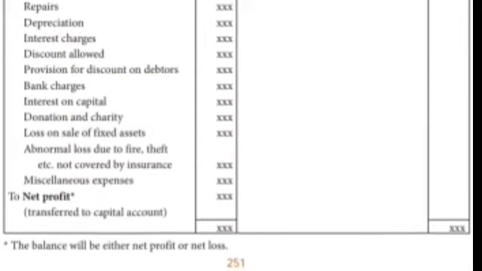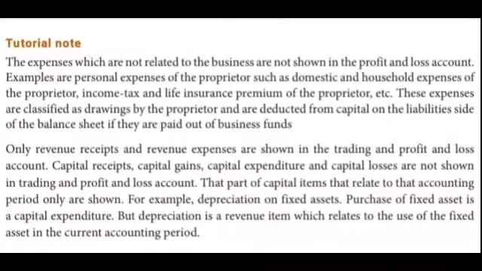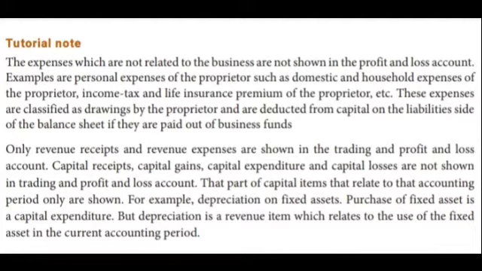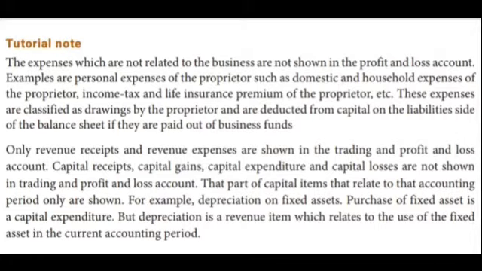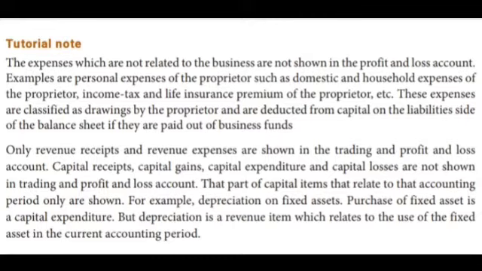Next one. Page number 252. Tutorial note. The expenses which are not related to the business are not shown in the profit and loss account. Examples are the personal expenses of the proprietor, domestic and household expenses, income tax and life insurance premium of the proprietor, etc. These expenses are classified as drawings by the proprietor and are deducted from the capital on the liability side of the balance sheet if they are paid out of the business fund. We will understand this when we prepare the balance sheet in the future.